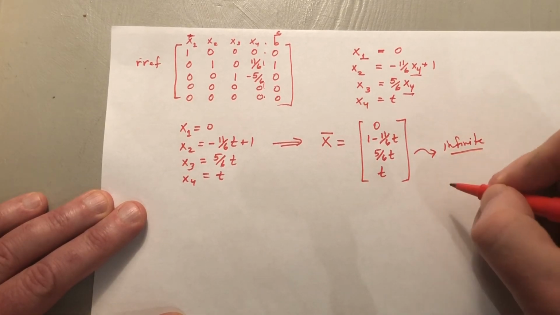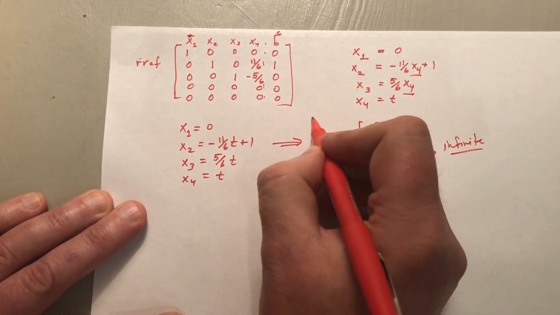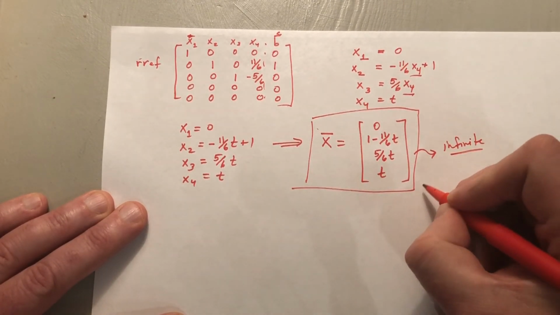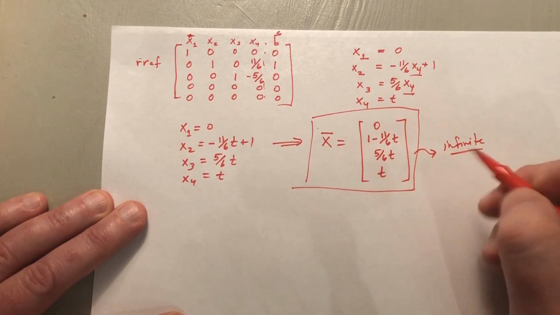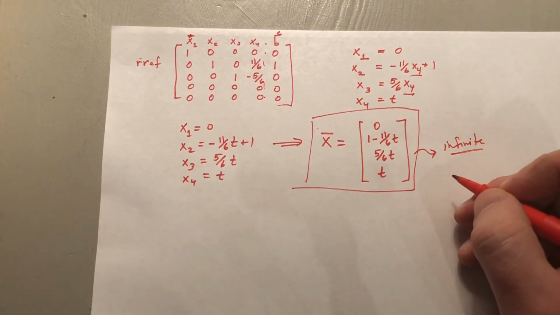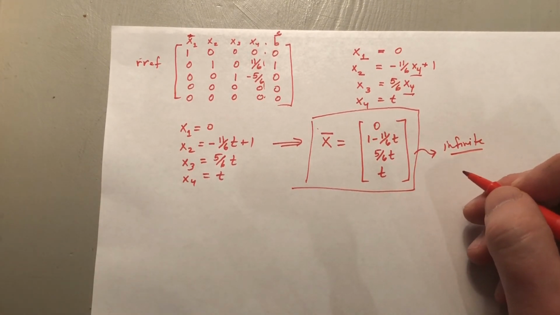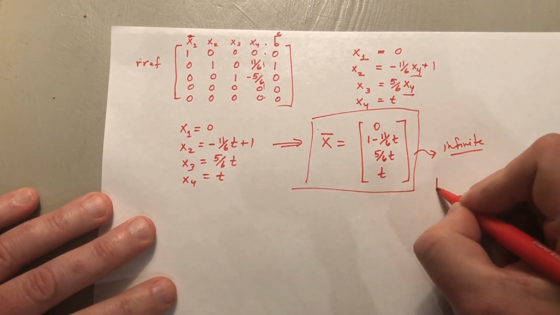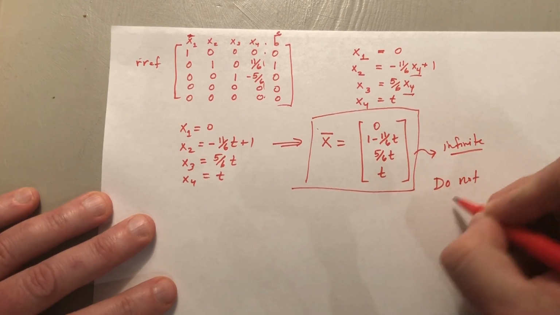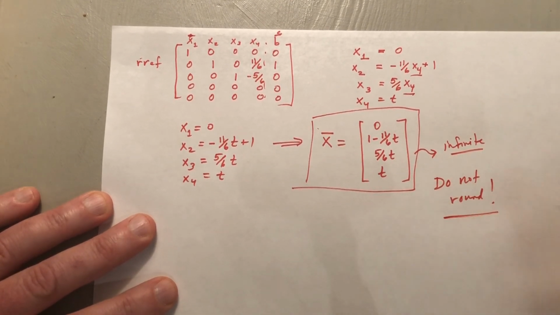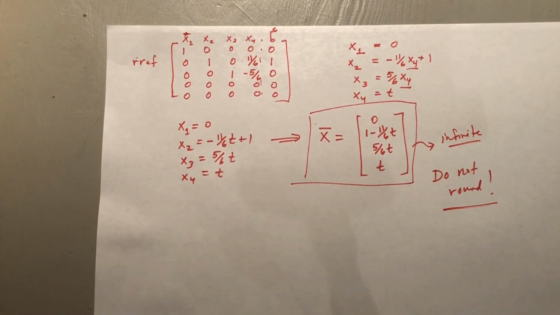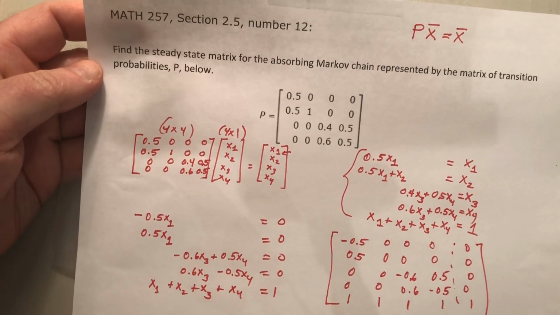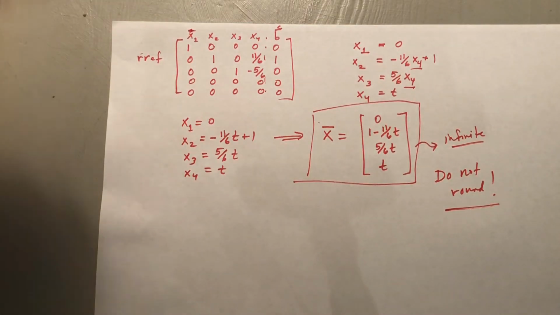And so this is my answer, right? Some of you missed this, I noticed, on the homework because you rounded these decimals. That's a terrible reason to miss it, but remember, we want exact answers when we can. So these are the exact answers, so do not round, right? And we have found what we were trying to do. We were trying to find the steady state matrix, and there it is.